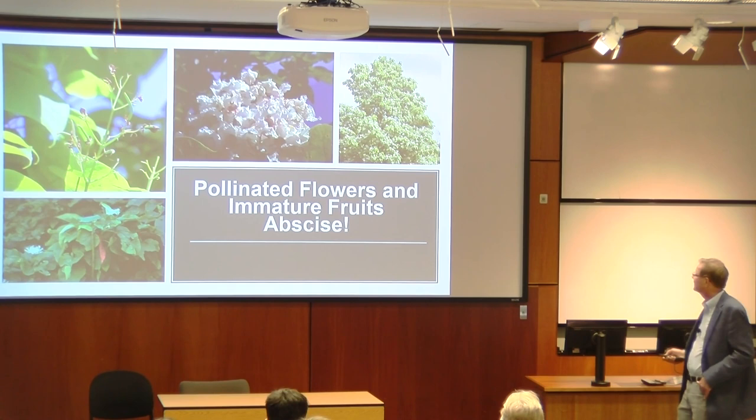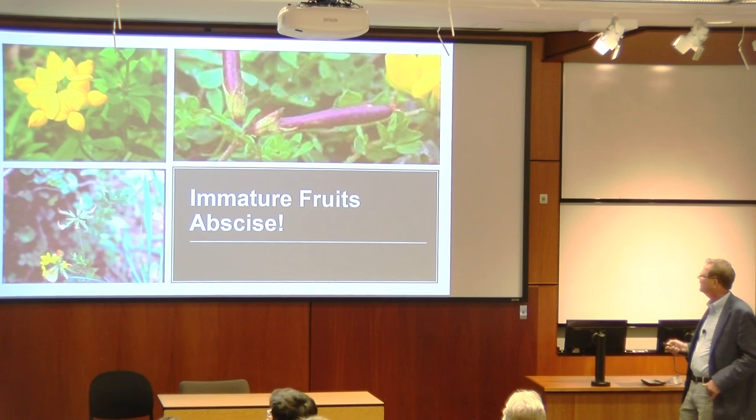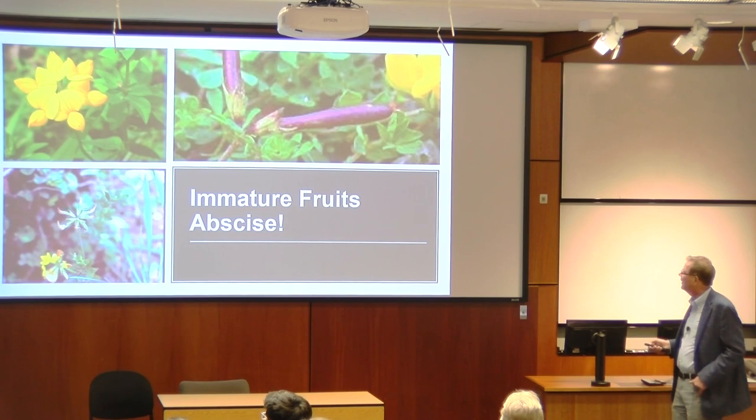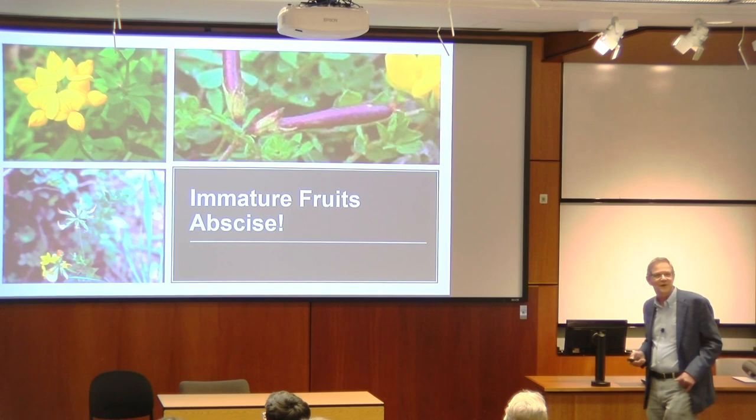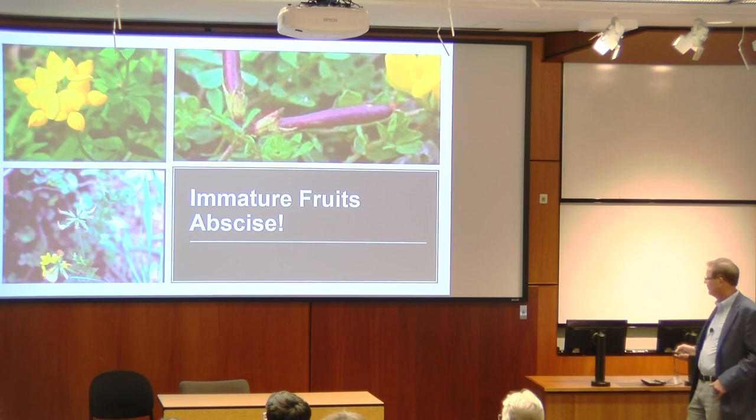And then there was a little weedy legume, Lotus corniculatus. It also has many flowers. It starts to develop many fruits, but only about 40% of the flowers produce mature fruit. So they're abscising fruits also.